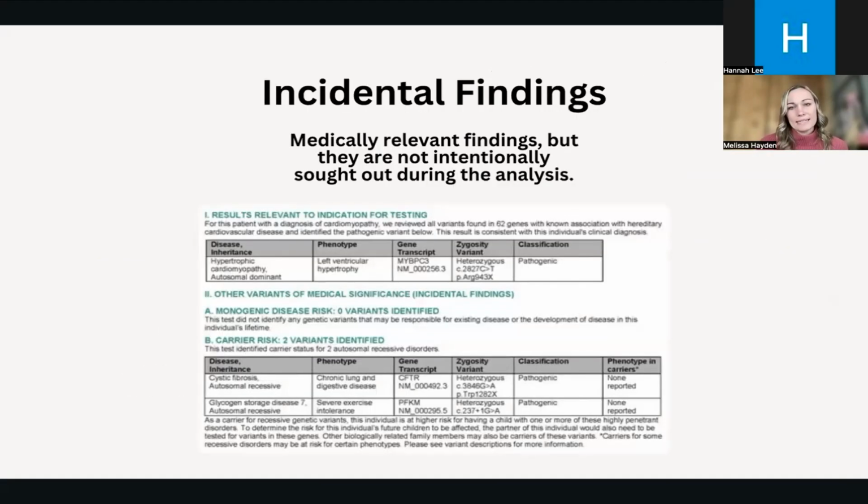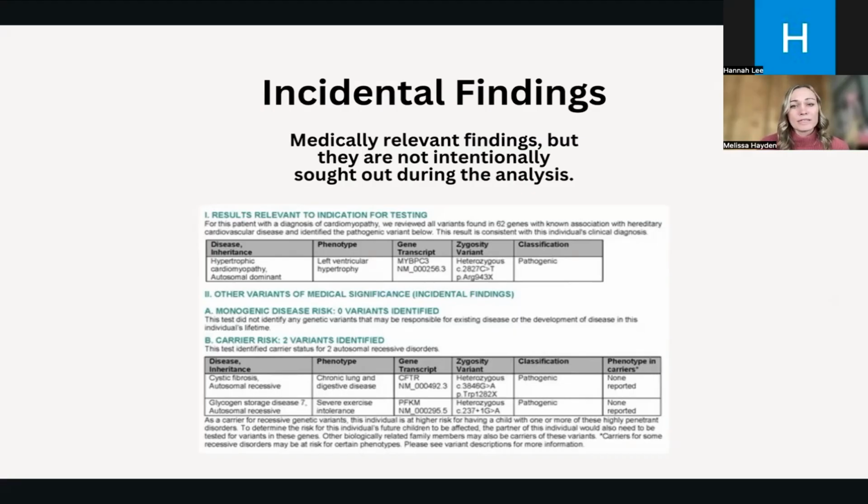Here we can see an example of an incidental finding on a test report. Remembering that incidental findings are possibly medically relevant findings, but they're not intentionally sought out during the analysis. So if a lab or clinician determines them to be medically relevant, they will either disclose this information to the ordering provider or include the finding in the report. As seen here, it's included in the report.